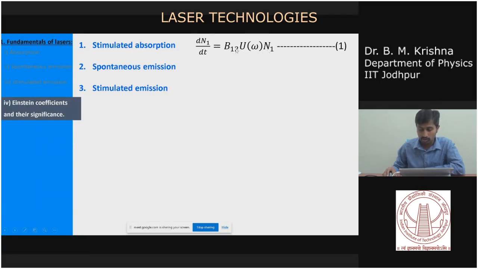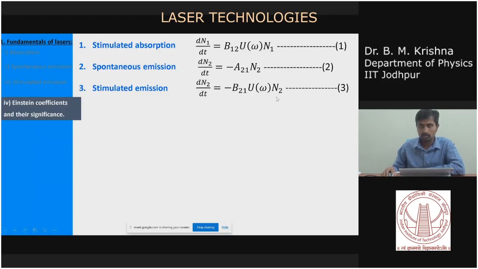B12 is a proportionality constant for the transition of the electron from the excited state energy level E2 to state E1. And for the spontaneous emission, dN2 by dt equals minus A21 N2. This is the rate equation for spontaneous emission. And for the stimulated emission, the rate equation is dN2 by dt equals minus B21 U of omega N2. So these are the three rate equations we have discussed so far.